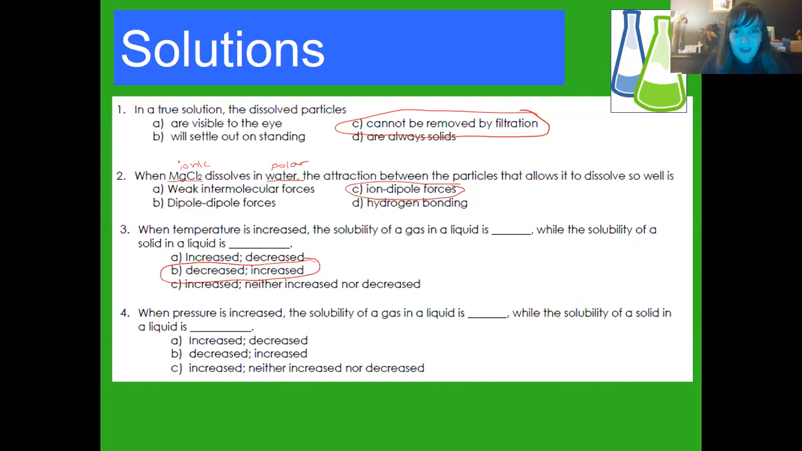All right, for the solid in a liquid, I'll think about soup. Increasing or decreasing the pressure doesn't change the solubility of the solid in the liquid. So for that one, the answer is C. It is neither increased nor decreased for the solid, but it's increased for the gas in the liquid.